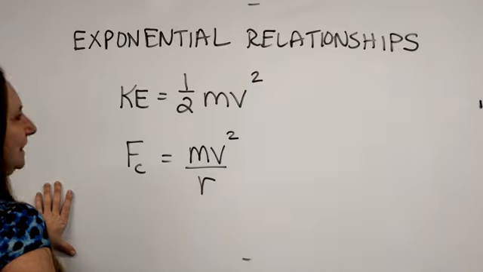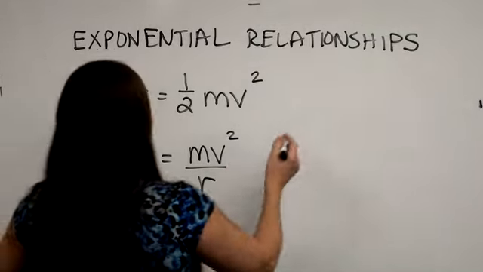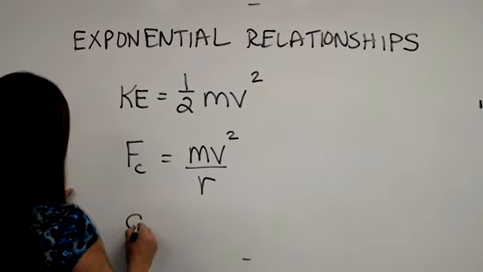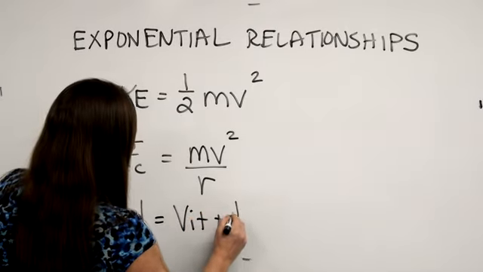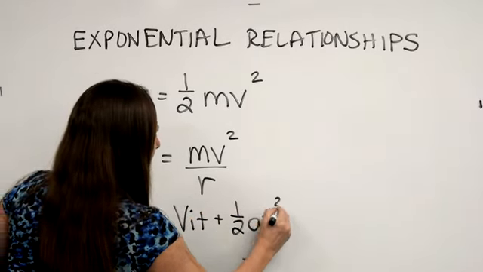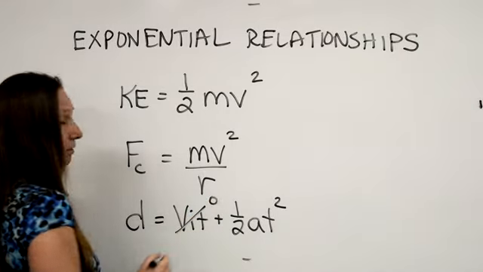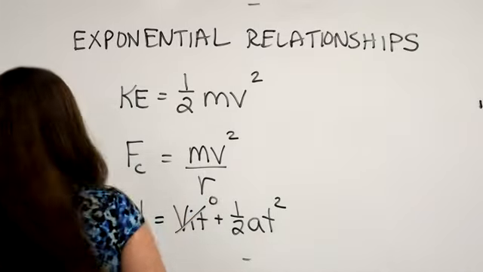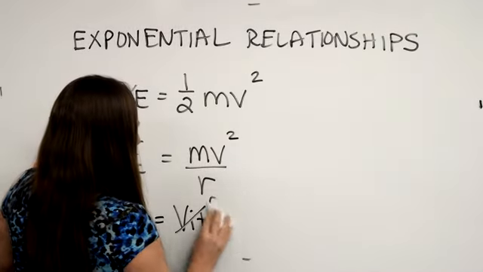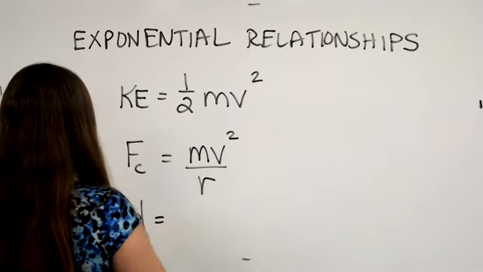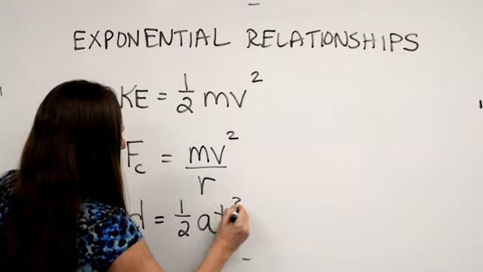Any others? Something squared? Yeah. Here. Distance equals v initial t plus 1/2 at squared. But if the initial velocity is 0, so if you're dropping an object, then we can just put d equals 1/2 at squared. So let's do that. d equals 1/2 at squared.